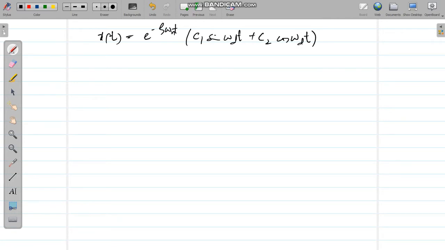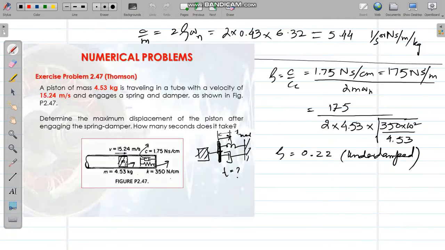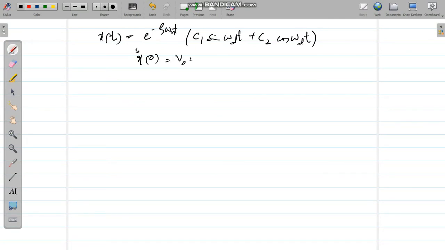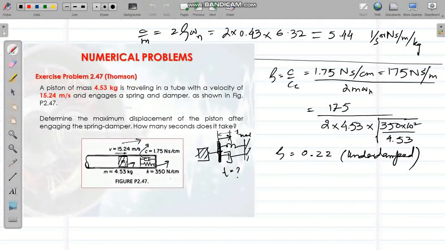Okay, now we have to use the initial conditions. Now look at the initial condition. Because the mass is moving with a velocity and it hits the platform, whenever there is an impact you only have the initial condition of the velocity, which is v0, 15.24 meters per second. I am again repeating, because this mass is accelerating and hits this platform, which consists of a spring and a damper.